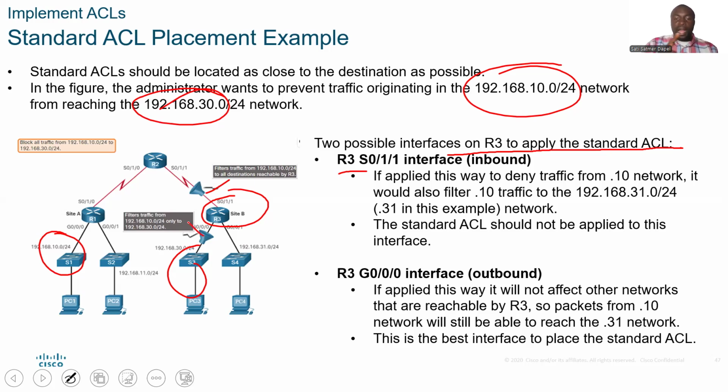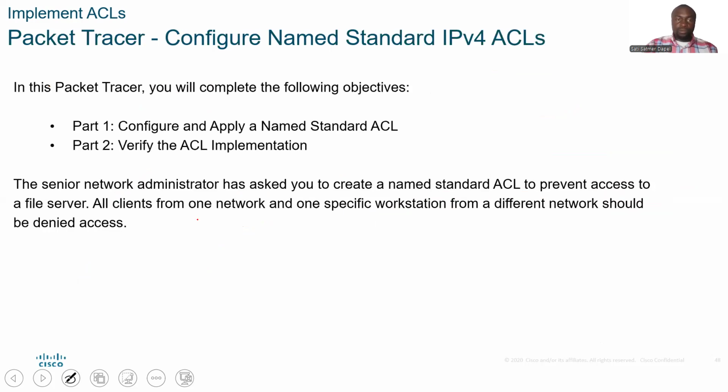If it's applied inbound this way to deny traffic from the .10 network, it will also filter .10 traffic to the 10.31, which means if you apply it here, it will drop the traffic from here from even accessing this guy here. It will not allow you to access them. So the best way is to put it here, so you put it outbound.